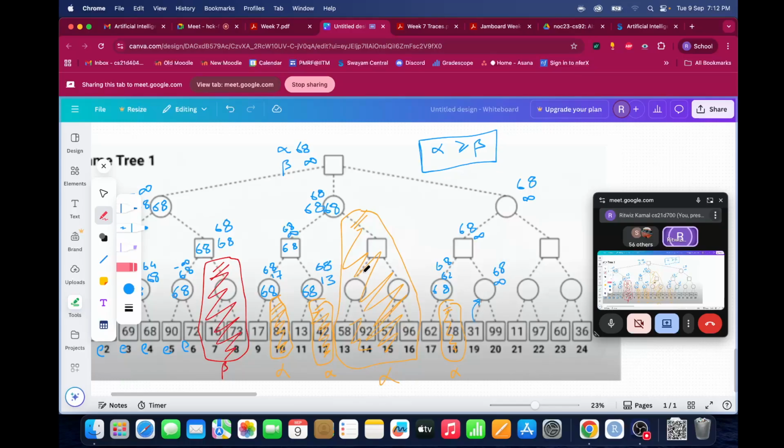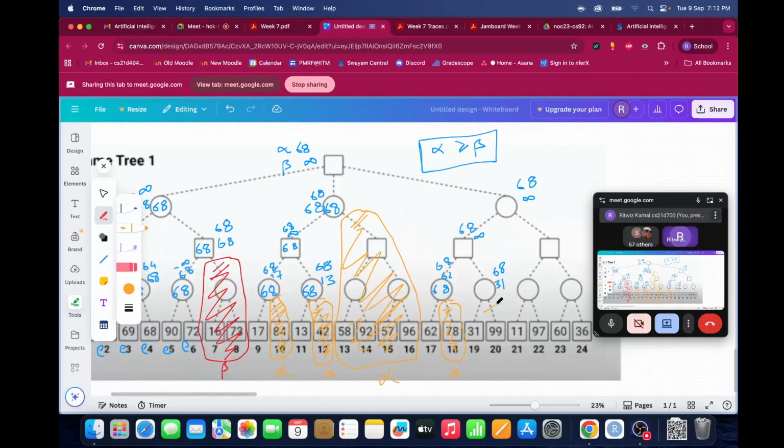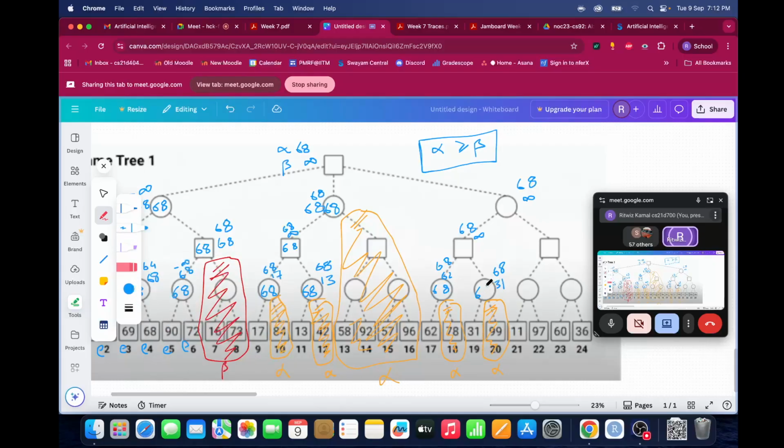E19 will return 31, which will update the beta value to 31. Will there be a cutoff again? Yes, alpha cutoff. Again an alpha cutoff will happen. This part will be removed, and 68 will be the returning value, correct? This will return 68. Again no change will happen to this node's alpha and beta value, and this will have a returning value of 68, correct?